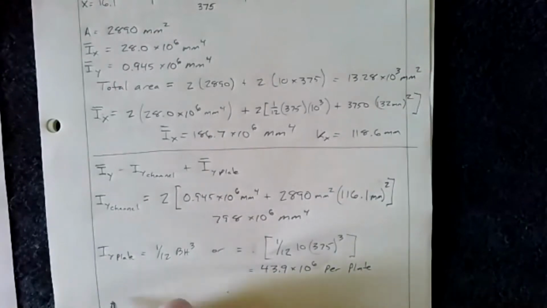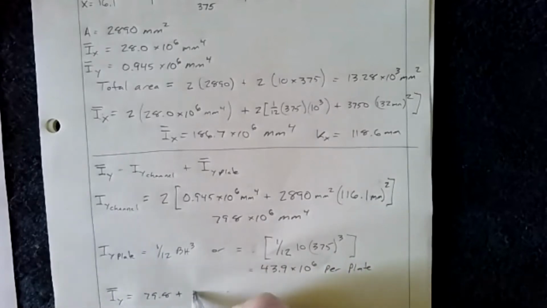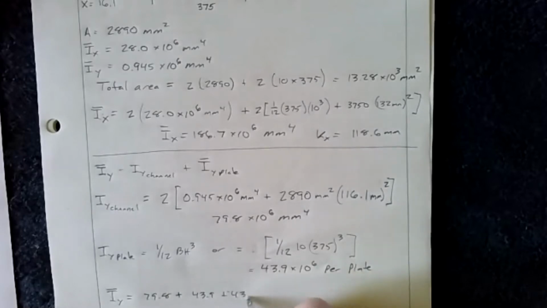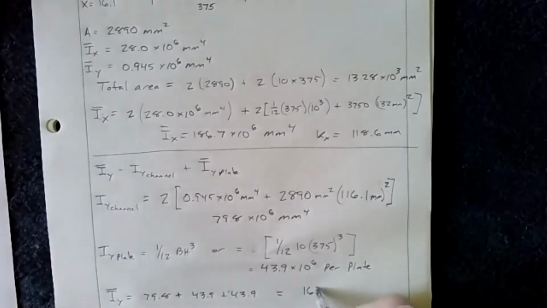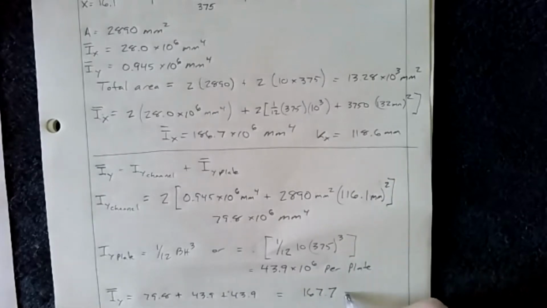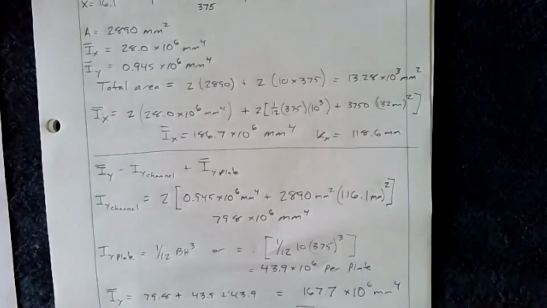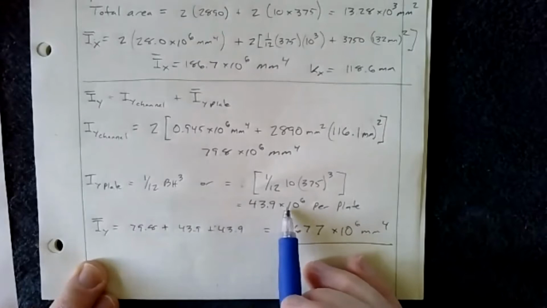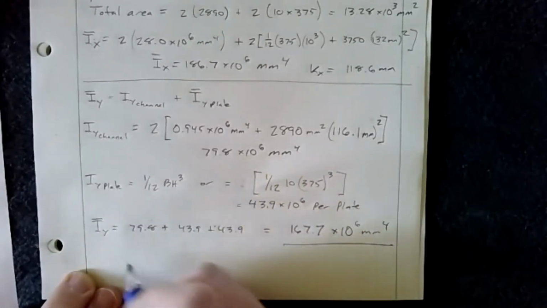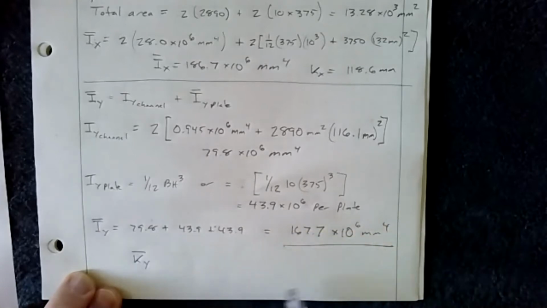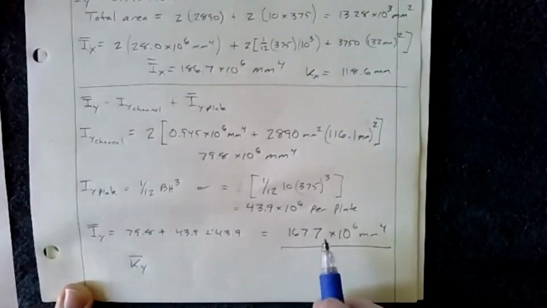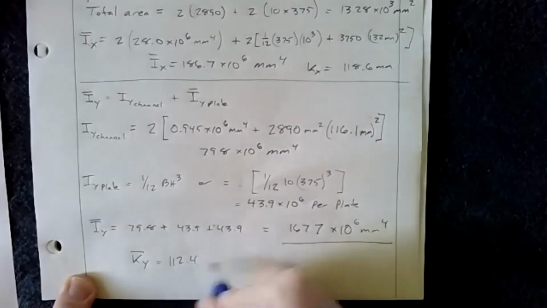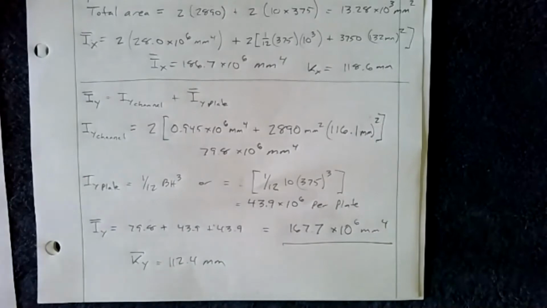So effectively, our IY is going to be equal to 79.8 plus 43.9 plus 43.9. That gives me 167.7, and that's all times 10 to the 6 millimeters to the fourth. Sorry about that. So 79.8, 43, 43. The 43 is for each plate. And then lastly, if we want our radius of gyration, that's just going to be this value over the total area, and that's going to give me 112.4 millimeters. All right, and that's it.